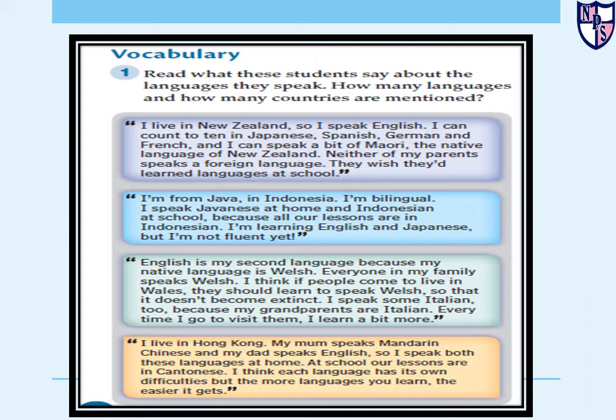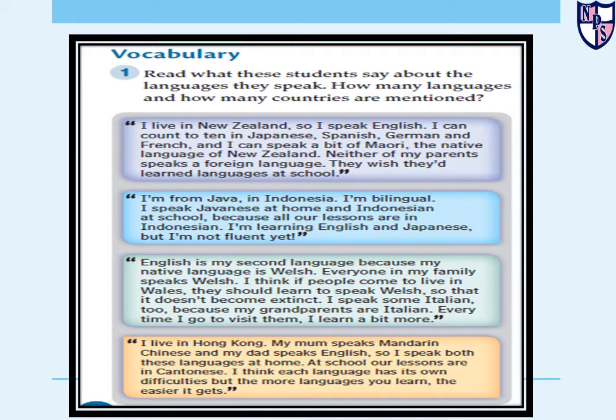So the first student belongs to New Zealand, and this student can speak English and count to 10 in Japanese, Spanish, German and French. This student can also speak a little bit of Maori, the native language of New Zealand, but neither of his parents can speak any foreign language.